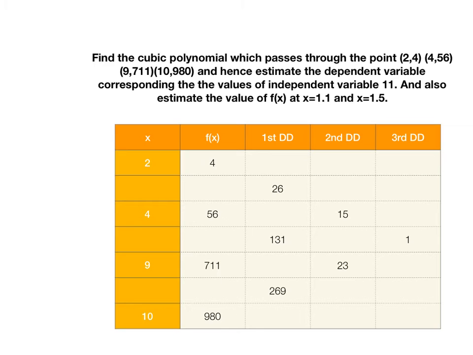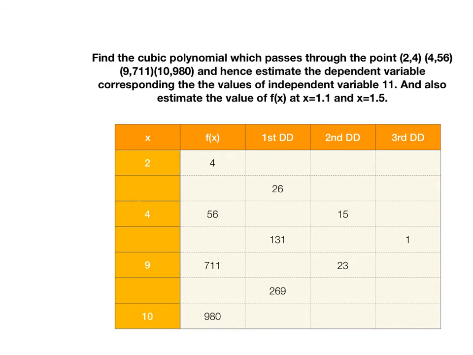Next, after finding the polynomial, you can find the values of y at x equal to 1.1 and x equal to 1.5. Given x is 2, 4, 9, 10, y is 4, 56, 711, 980, like this. So we prepare the divided difference table. 56 minus 4 divided by 4 minus 2 will be 26. 711 minus 56 divided by 9 minus 4 will be 131. 980 minus 711 divided by 10 minus 9 is 269.